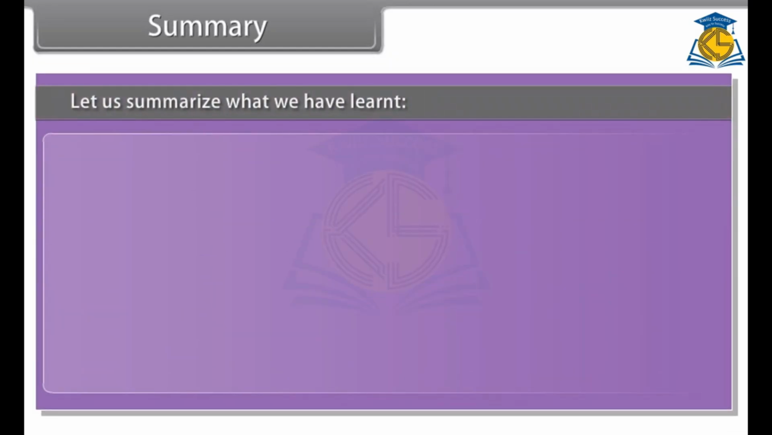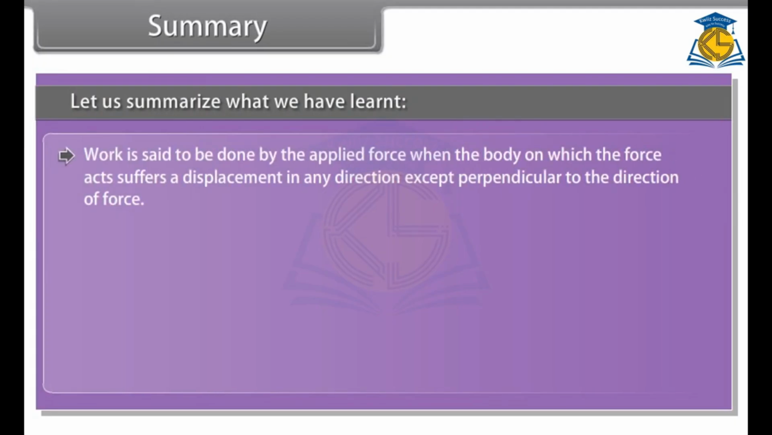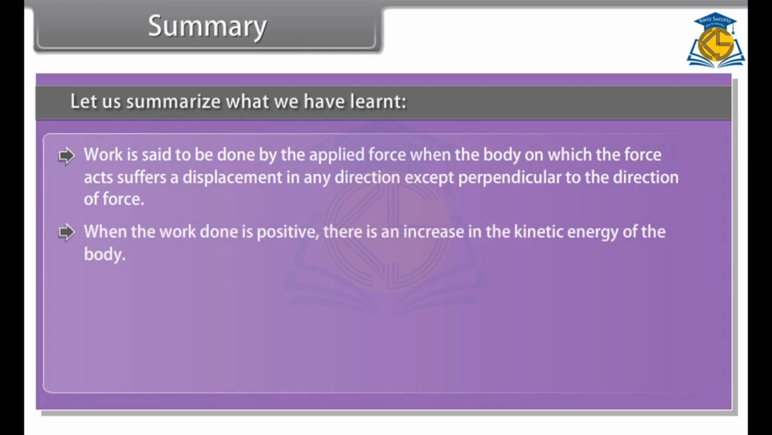Summary. Let us summarize what we have learned. Work is said to be done by the applied force when the body on which the force acts suffers a displacement in any direction except perpendicular to the direction of force. When the work done is positive, there is an increase in the kinetic energy of the body. Area between the F-S graph and the S-axis gives the work done.